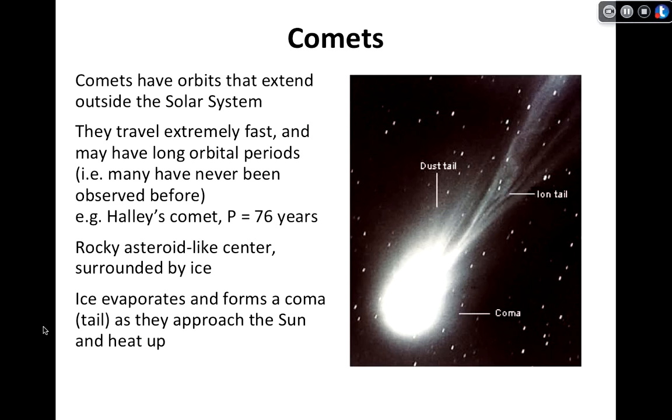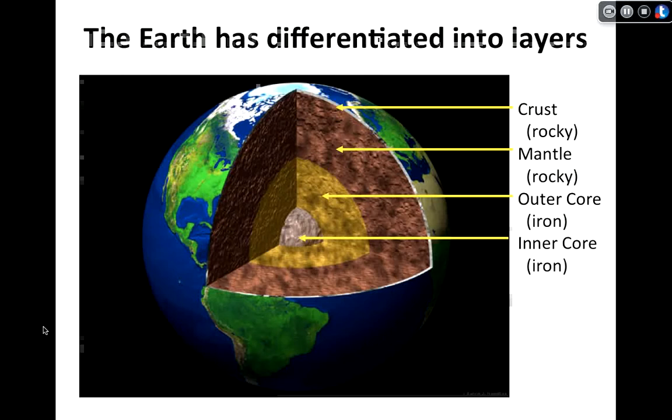Halley's Comet is a very well-known one. That has a period of 76 years. But there are others. You know, there are probably millions of comets out there, and we certainly haven't seen that many yet. So it has a rocky asteroid-like center with a bunch of ice around it. And the reason we can see comets that look so cool is when they come into the inner solar system, they get heated up by the sun, and that ice ablates and evaporates, and we get a stream of dust particles shooting off it.